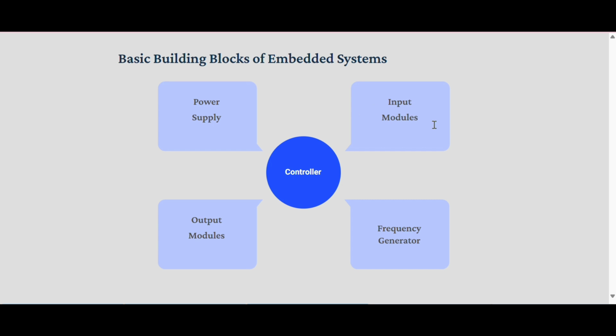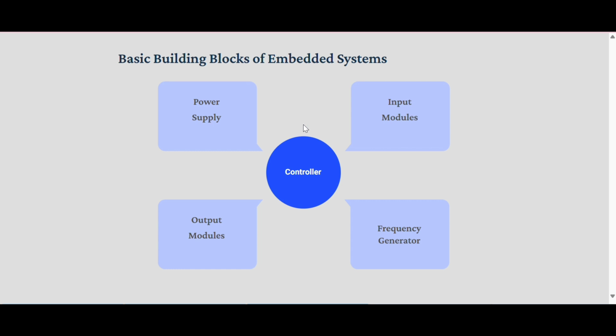Next is the frequency generator. This block is called a frequency generator or clock. Clock means timing. In real life, our body works according to time. We eat at a fixed time, sleep at a fixed time, and attend classes at a fixed time. This timing keeps our life disciplined. In the same way, the clock provides timing to the controller. It controls how fast the controller works and when each operation happens. Without a clock, the system will not work properly.